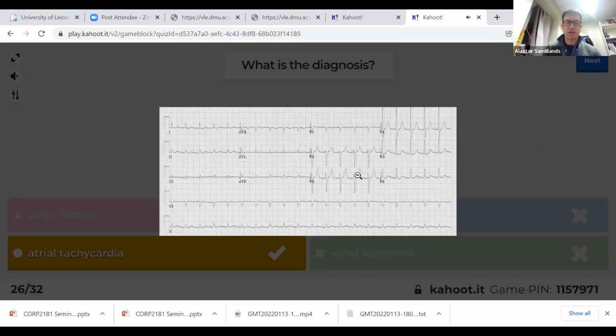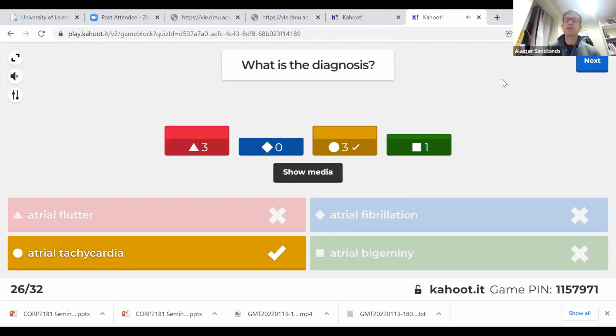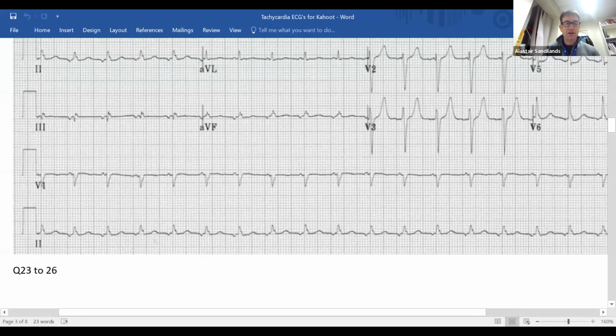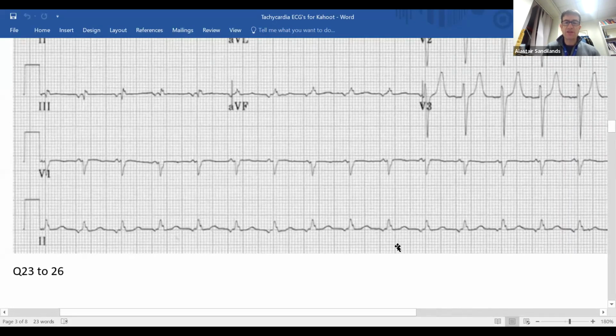If we have another look, I'll show you the ECG again, actually, because this is the last question. Let's just go through that. Looking at the ECG, you should see the ECG now. I've tried to blow it up for you. Let's go in a bit more detail. So we have a tachycardia, okay? We have a narrow QRS, we have a regular rhythm. The spacing between every QRS is the same, regular.